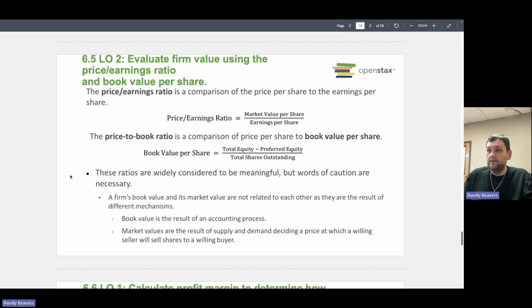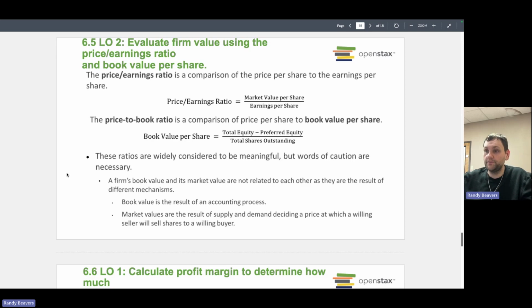So the price to book ratio is the difference between total equity and preferred equity divided by the total shares outstanding. These ratios are meaningful, but note some caution here. Book value and market value are not related to each other. They're calculated in two totally different ways. The book value is accounting, while market value is economically and financially driven because it's a result of the supply and demand of shares in the market. So basically, at what price is a willing seller going to sell shares to a willing buyer? And that fluctuates every business day when the markets are open.